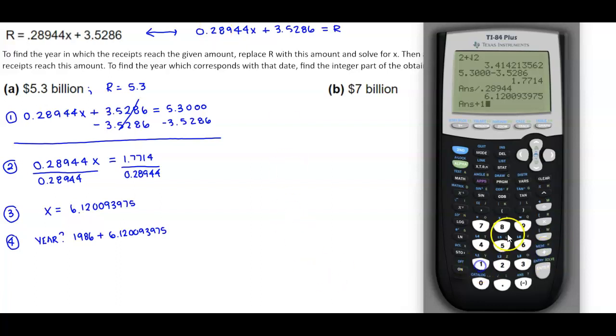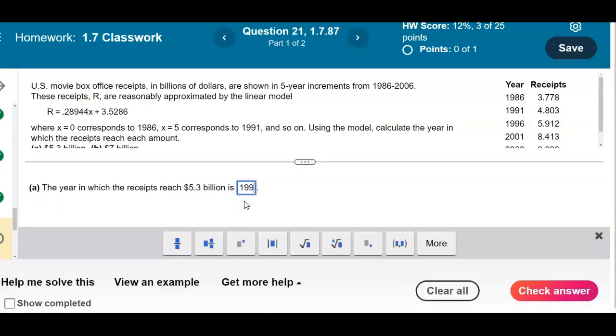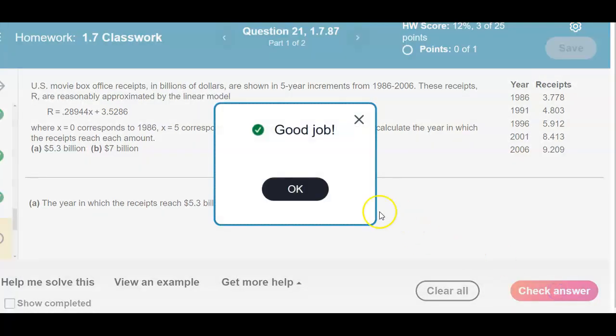So let's add 1986 to this. And so then we get 1992.120094, and the 1992 represents the integer part. So that means the answer for part A is 1992. Let's go ahead and put that answer in to check our result. So we put in 1992, and there's our answer.